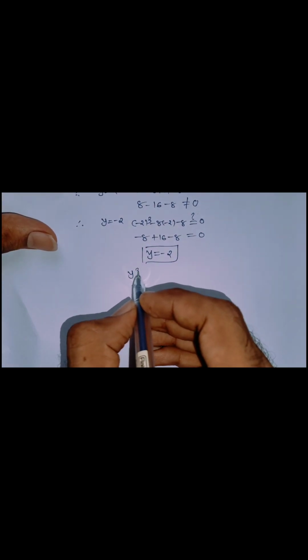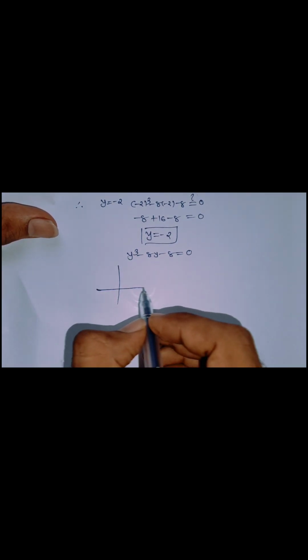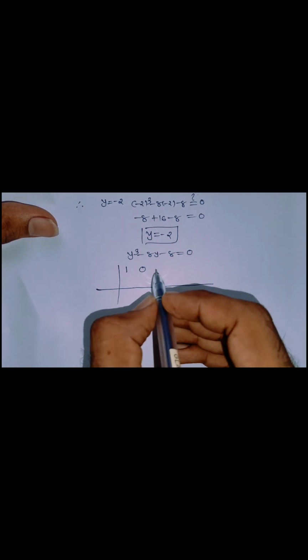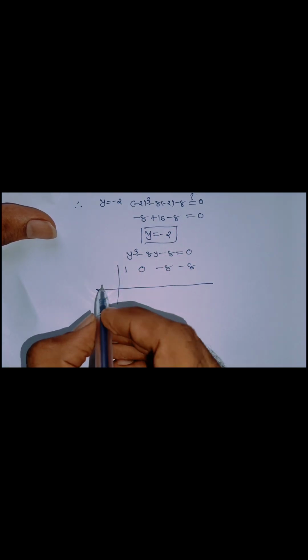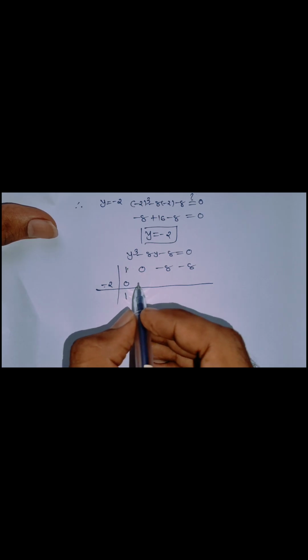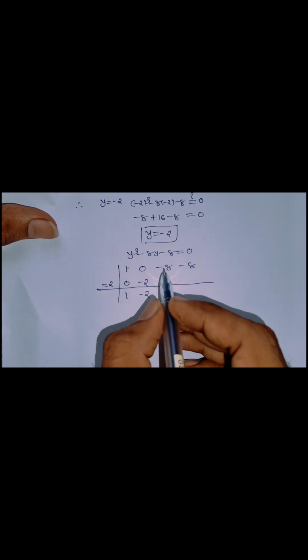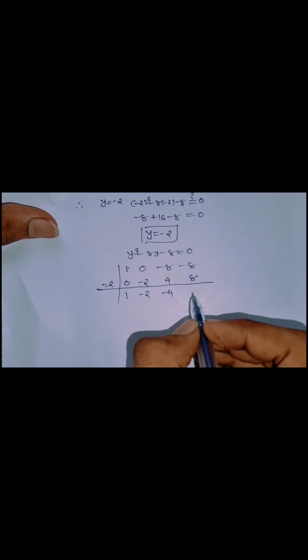Now find another factor of this equation using synthetic division. Your equation is y cube minus 8y minus 8 equal to 0. Use synthetic division: y cube coefficient 1, y square term is absent so its coefficient is 0, then minus 8 and then minus 8. Now y is equal to minus 2 is a solution, so write here minus 2. Bring down 1. 1 plus 0 is 1, minus 2 into 1 is minus 2. 0 minus 2 is minus 2. Minus 2 into minus 2 is plus 4. Minus 8 plus 4 is minus 4. Minus 2 into minus 4 is plus 8, and the remainder is 0.